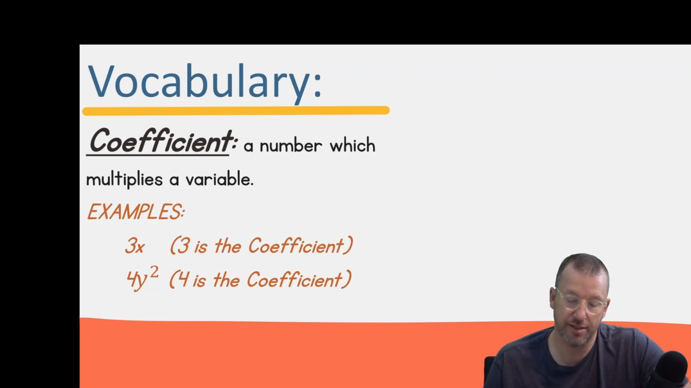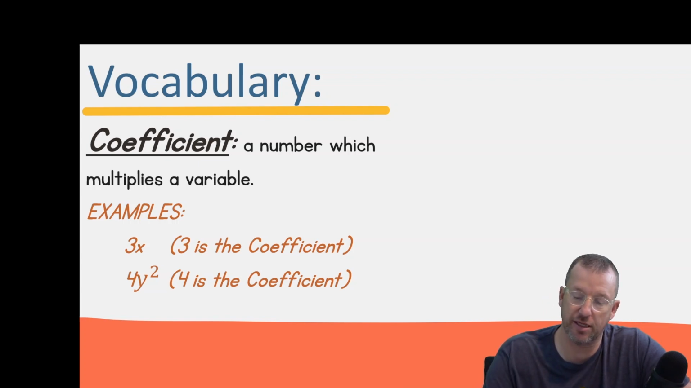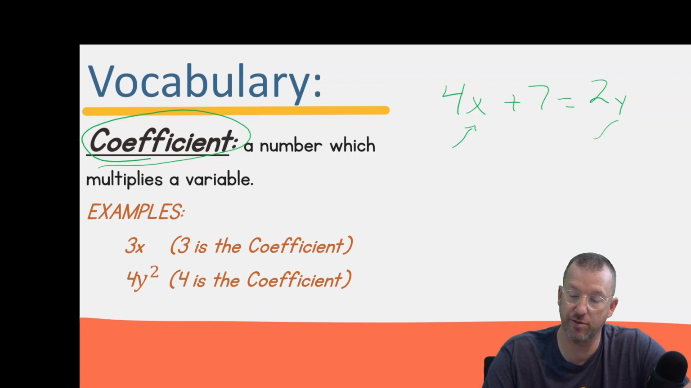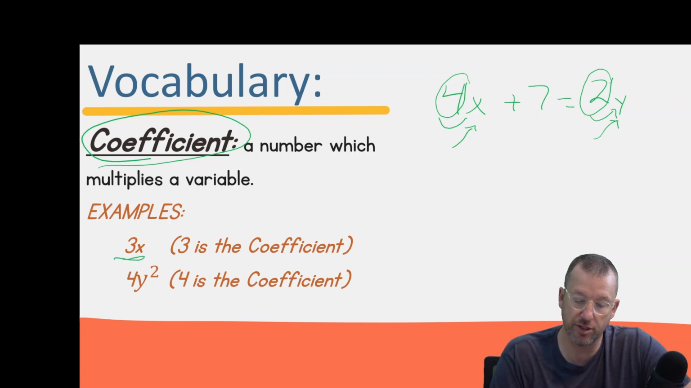Okay, coefficient. That is simply a number which multiplies a variable. So when you're seeing these expressions or equations, you're going to see things like 4x, or 4x plus 7 equals 2y. In that scenario, a coefficient is simply the number that multiplies a variable. So we see a variable, that's a variable, that's a variable, letters are variables. So this would be the coefficient because it is multiplying the x. And this would be a coefficient because it is multiplying the y. The other examples are, here's 3x.